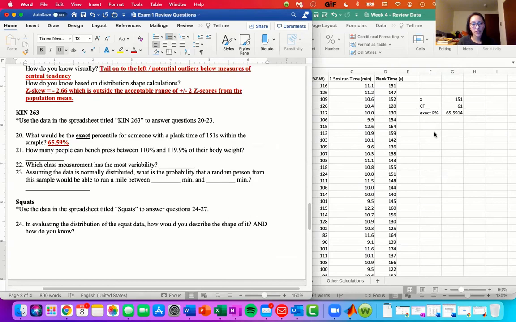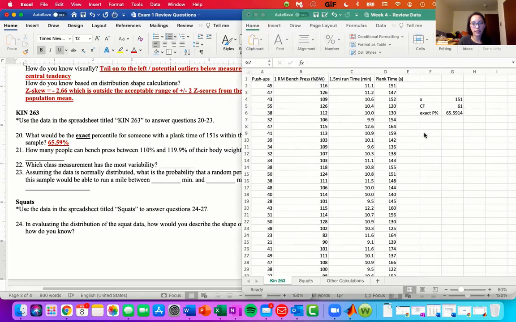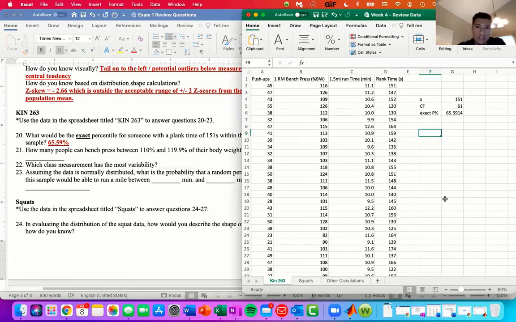So then the next question is asking how many people can bench press between 110% and 119.9% of their body weight. How might we find this? That'd be countifs now. Countifs, right? Because we have two sets of criteria and we're trying to find a frequency, or a number of individuals, okay?